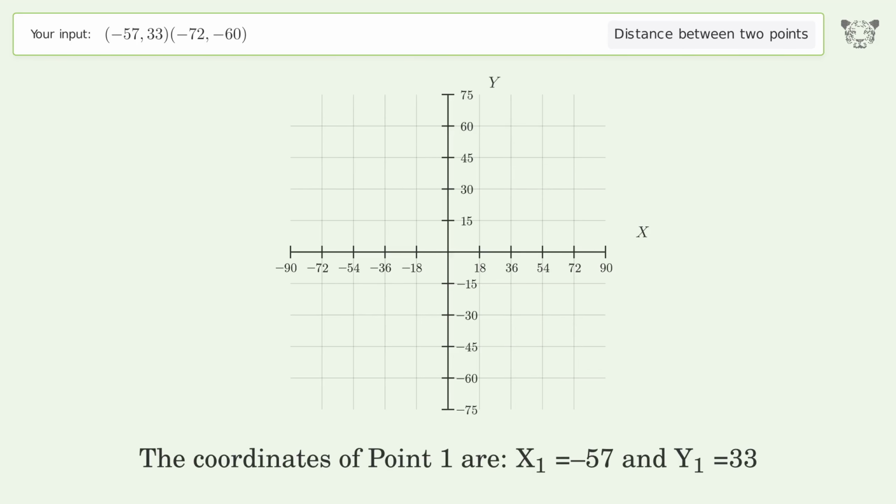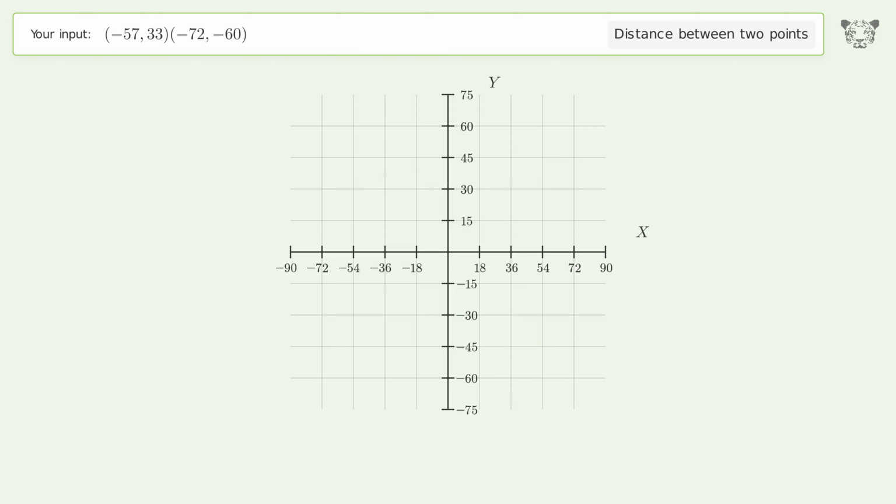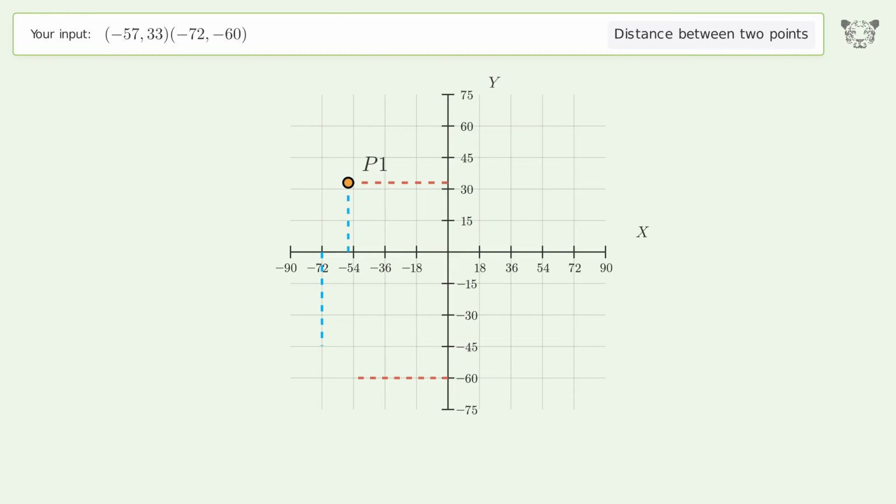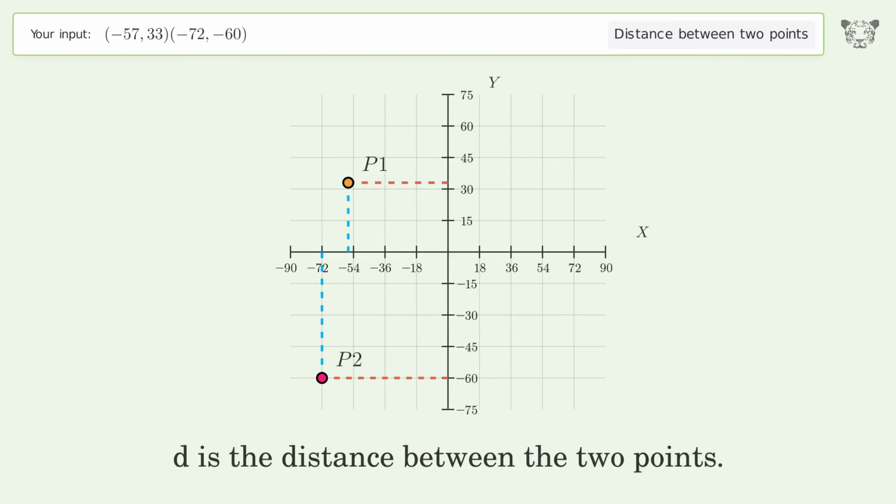The coordinates of point 1 are, x1 equals -57 and y1 equals 33. The coordinates of point 2 are, x2 equals -72 and y2 equals -60. D is the distance between the 2 points.